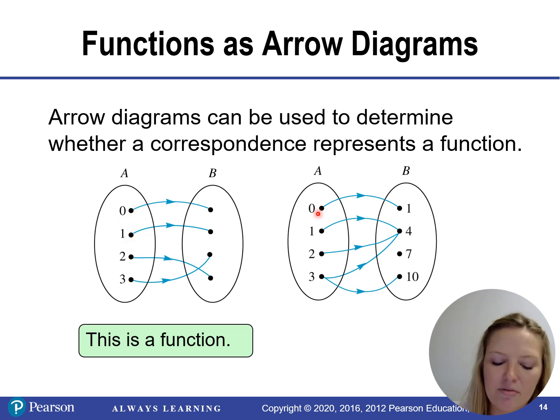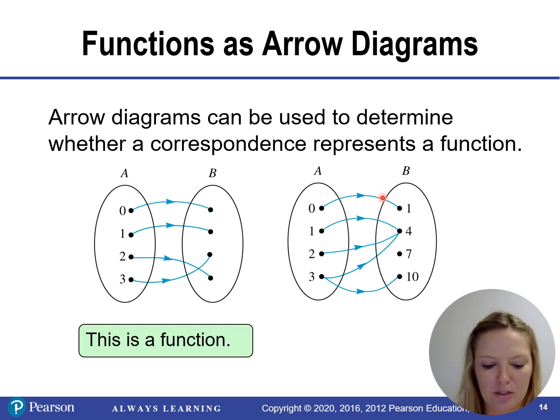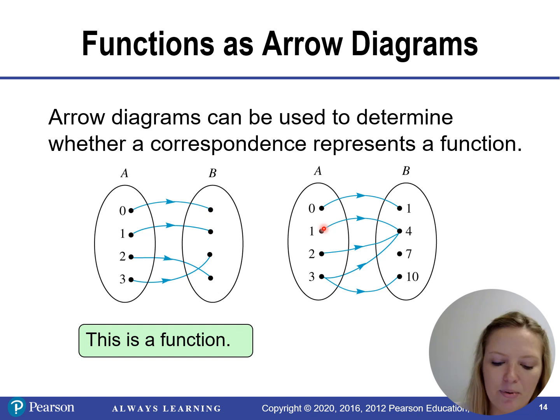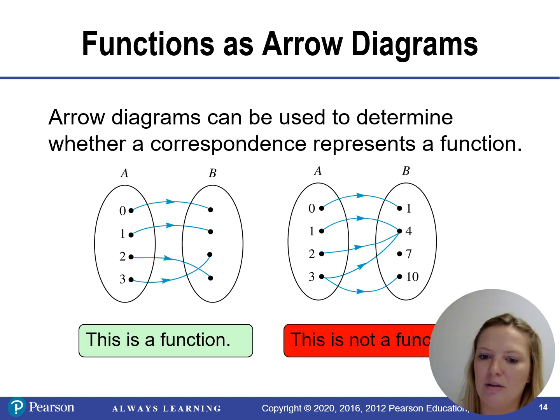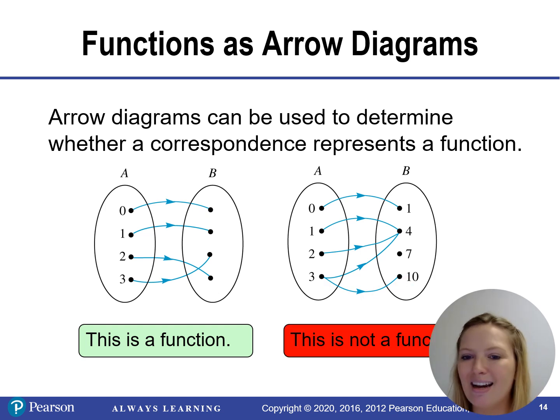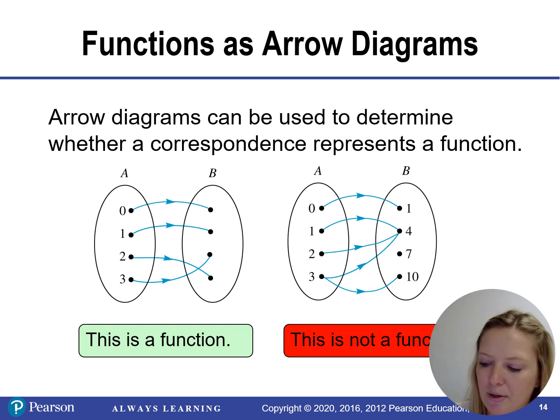Now, if we look at the potential function on the right, we have 0 yielding 1 as the output, 1 yielding 4 as the output, 2 yielding 4 as the output, and that's okay. It's okay if two numbers go to the same output, but what makes this mapping problematic is that 3 gives 2 different outputs. So this is not a function because 3 does not have exactly one output.